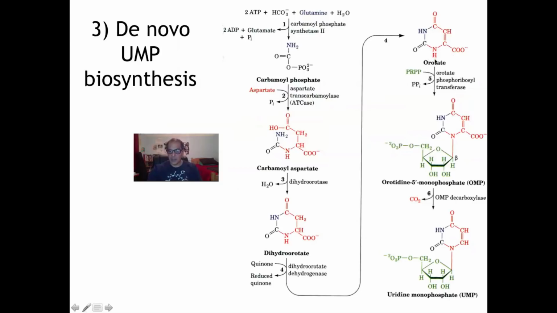And then that orotate now reacts with this activated form of ribose to form orotidine 5' monophosphate, OMP. And OMP then is the same as uridine monophosphate, except once again, we have this extra carboxylate group attached to the C6 carbon of the pyrimidine ring. Okay, then what we need to do to form UMP is to remove that carboxylate group. And so that's the job of this enzyme, OMP decarboxylase. It releases this carboxylate group as carbon dioxide to produce UMP.